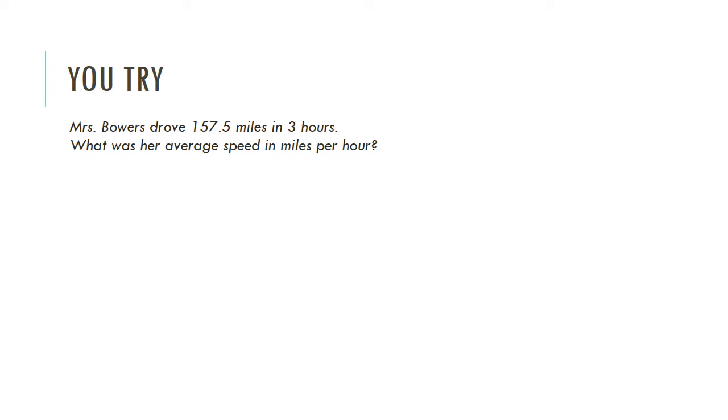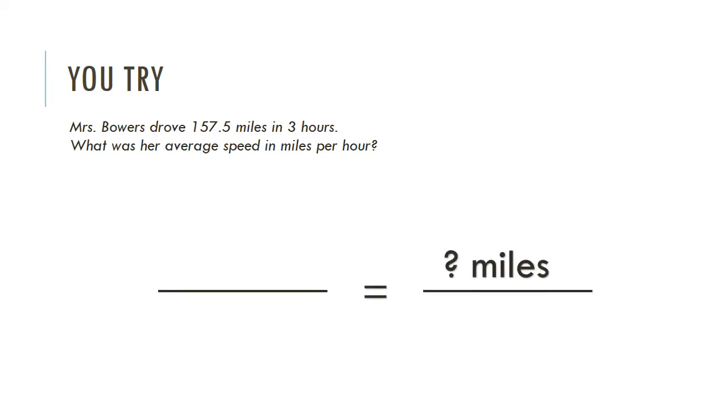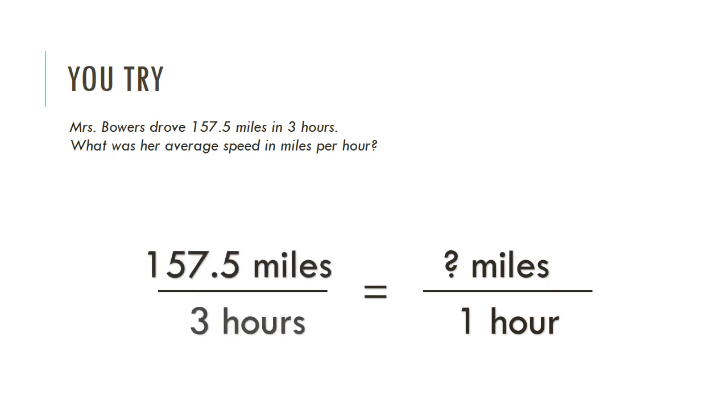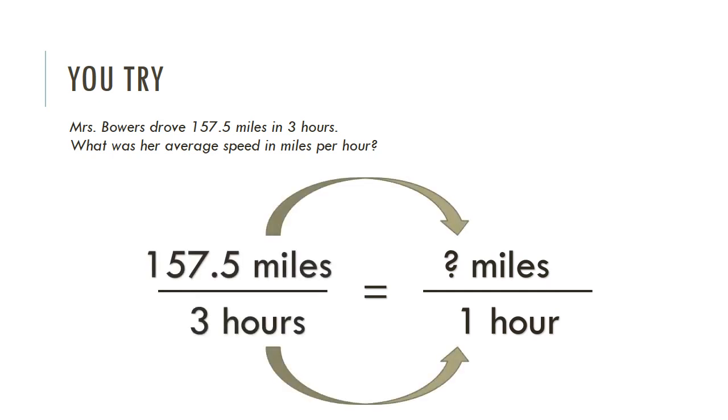All right, so reviewing this problem, Mrs. Bowers drove 157.5 miles in 3 hours. What's her average speed in miles per hour? So in this one, we're trying to figure out how many miles Mrs. Bowers goes for every 1 hour, or in 1 hour. So that's what we're trying to find out. We know that in total she went 157.5 miles in 3 hours. Arrows from what we know to what we want to know.